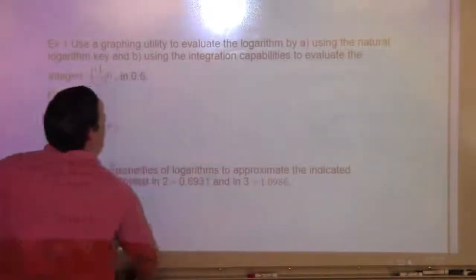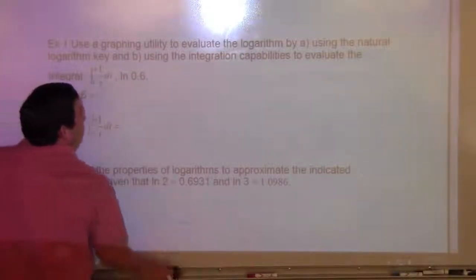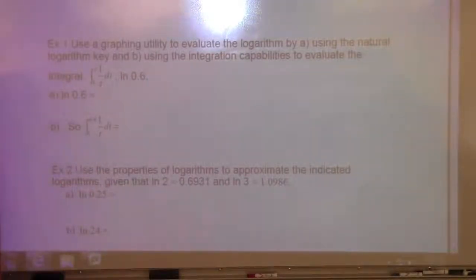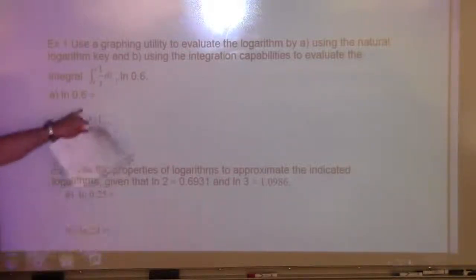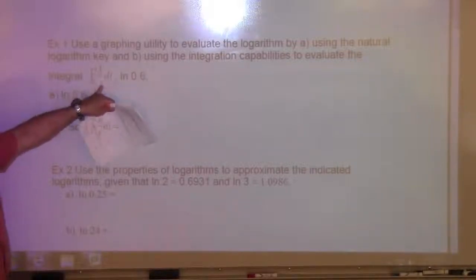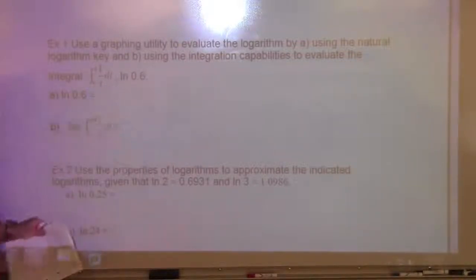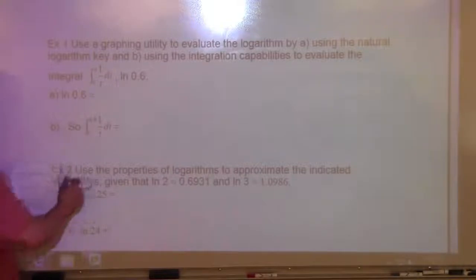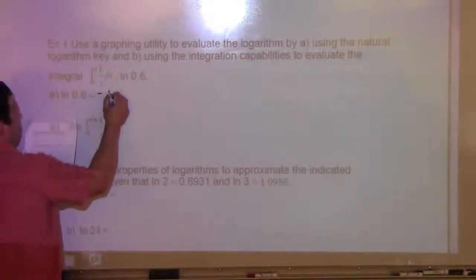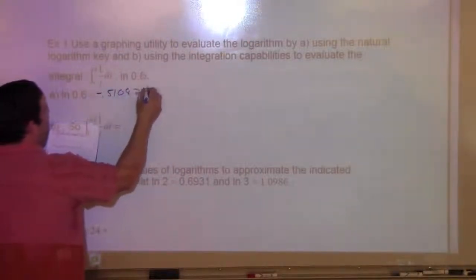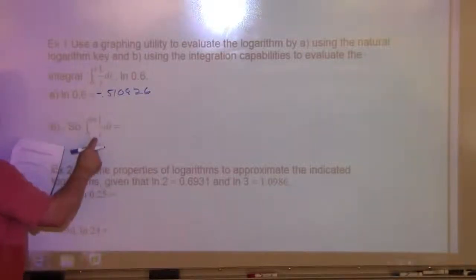So let's use a graphing utility to evaluate the logarithm by A, using the natural logarithmic key, and B, using the integration capabilities to evaluate the integral from 1 to x of 1 over t dt. So we're going to do natural log of 0.6. Just plug this in the calculator, you get negative 0.510826.